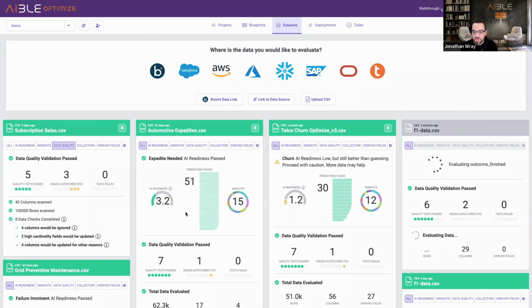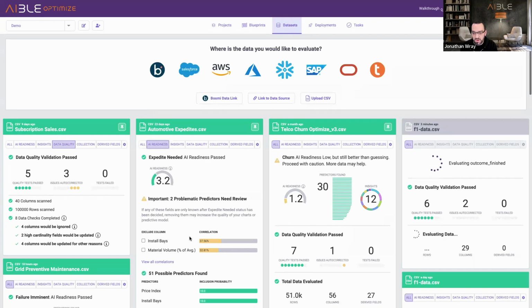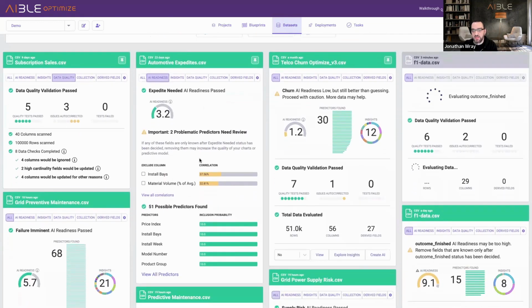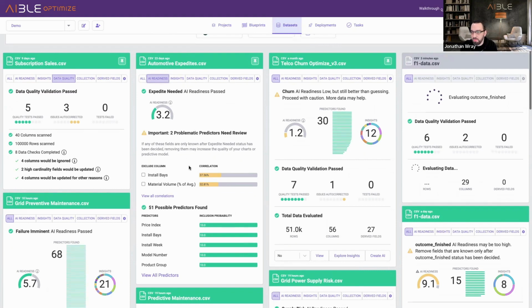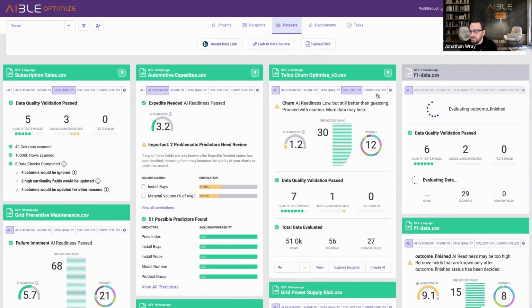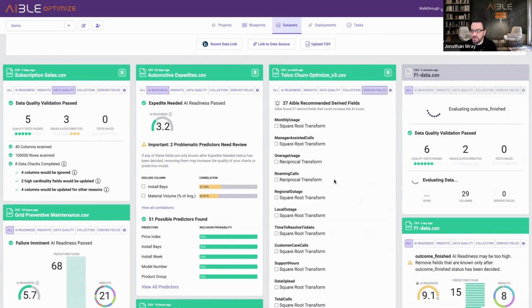Now, Aible also is finding which predictors are important in the data set, and so we can see that in the AI readiness tab. It also gives us a little flag that identifies that certain factors are potentially strong indicators of our outcome, highly correlated. And that allows us to just check to make sure there's nothing problematic in our data set as we go through. And we're also giving recommendations around, you talked about, how can we improve the data set?